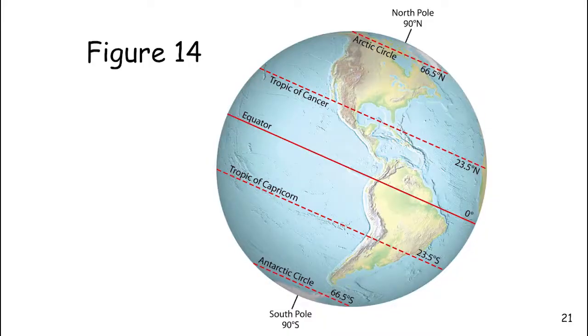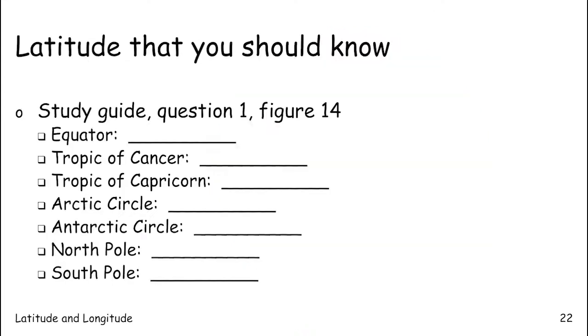So again, this is figure 14. Figure 14 has all of the values that you need to answer question 1 in your study guide. And here are the answers that you need to fill out for question 1 in your study guide. And again, you are supposed to know these names as well as the latitudes of these specific parallels.